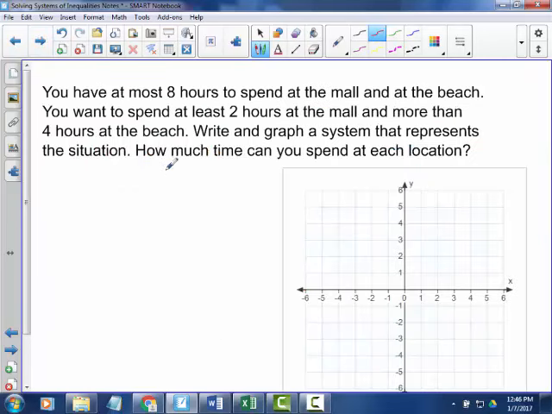You have at most 8 hours to spend at the mall and at the beach. You want to spend at least 2 hours at the mall and more than 4 hours at the beach. Write and graph a system that represents the situation. How much time can you spend at each location? Okay, so we have the mall time, and we have beach time.